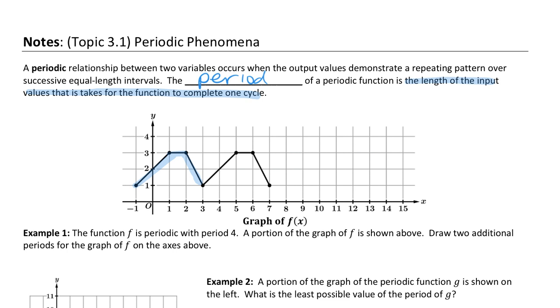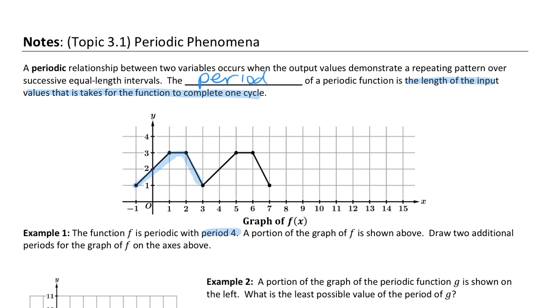That means that one shape that I've highlighted in blue is one period of this function, one cycle of the function. This function has a period of 4 because it takes 4 units, 1, 2, 3, 4, for that shape to start repeating again. So our goal today is to really nail down the idea of a cycle or a period of this function. If we wanted to continue to draw 2 additional periods for the graph of f on these axes above, all we're going to do is take our pencil and repeat that shape 2 more times.